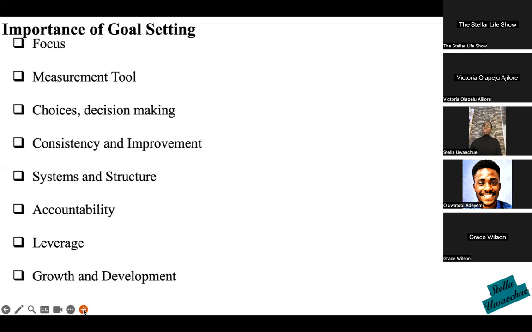And when you set goals, you're able to grow, you're able to develop. You definitely cannot remain the same way that you are. No, you can't be stagnant with goal setting. You'd always improve. You definitely always have to improve. That's one thing about goal setting.